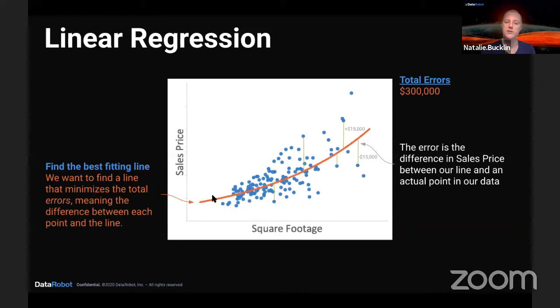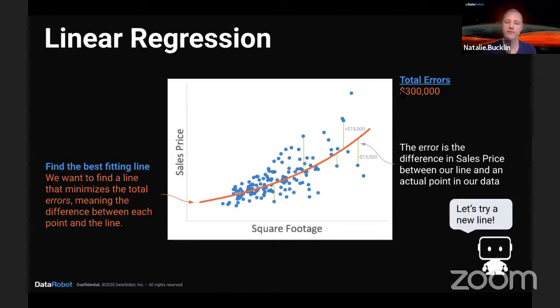So let's say we plot an arbitrary line. We're going to calculate the difference of every single point from the line. So for example, this point is $15,000 above the line. This point is $15,000 below the line. And for every single point, we're going to calculate what that difference is from the line and sum it up. And that sum is called the total error. So in this example, this line has a total error of $300,000.